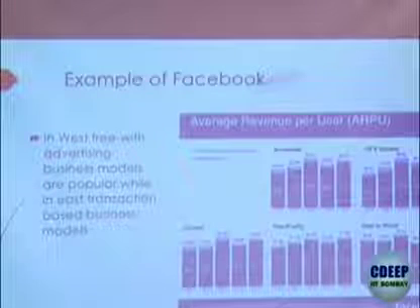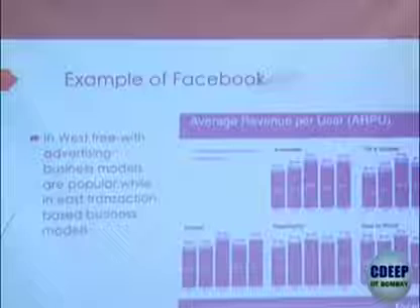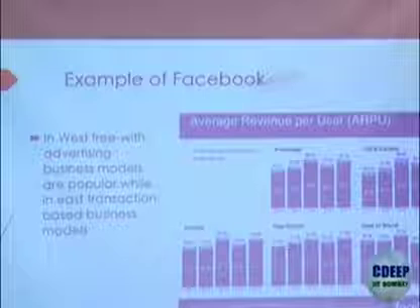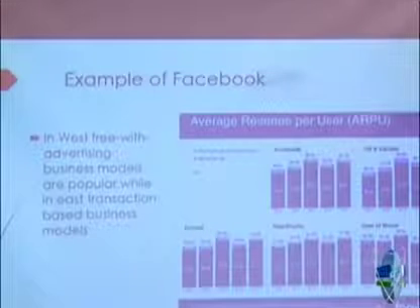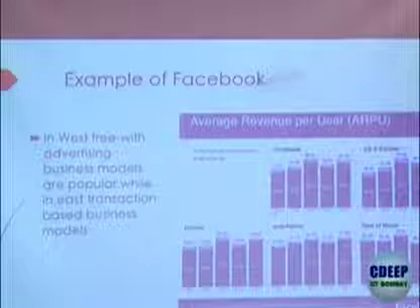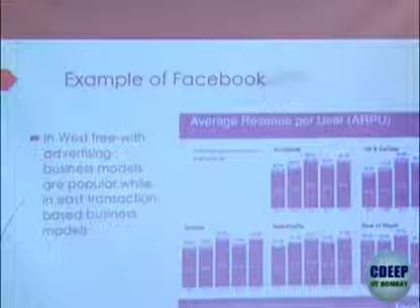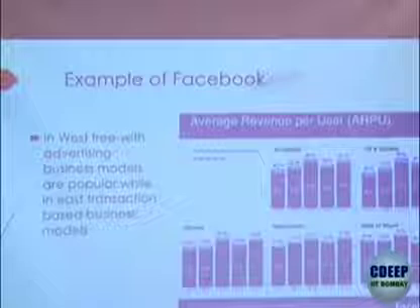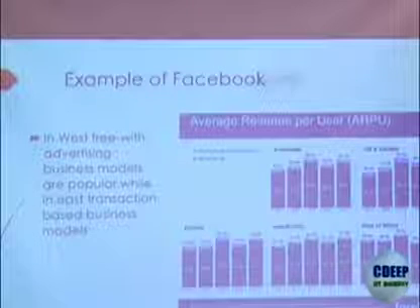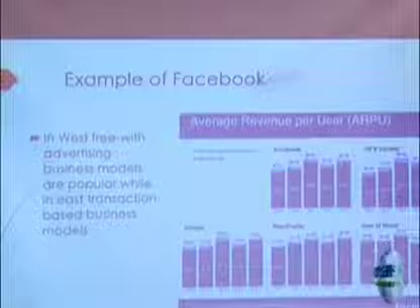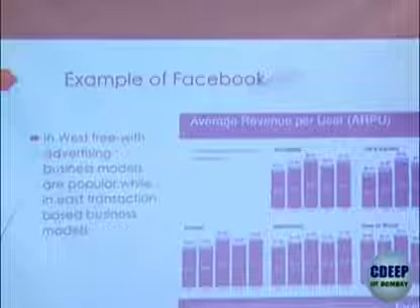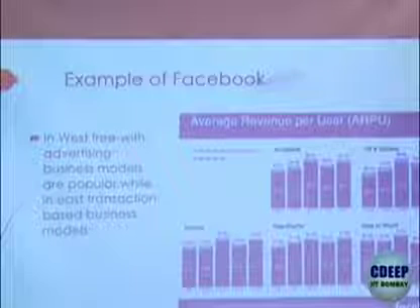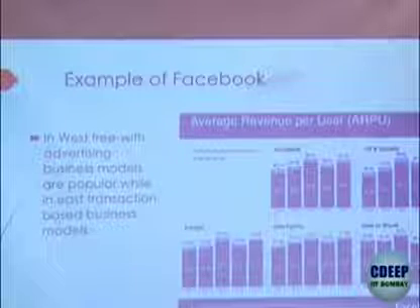I'm giving an example of Facebook. We consider the business model of Facebook here: the average revenue per user in the Western model of Facebook, and in the Asia Pacific model. There's a great difference here. The Western models are more free with an advertising business model, and the Eastern models are transaction based models. Also, China doesn't have Facebook, so that also impacts its revenue here.